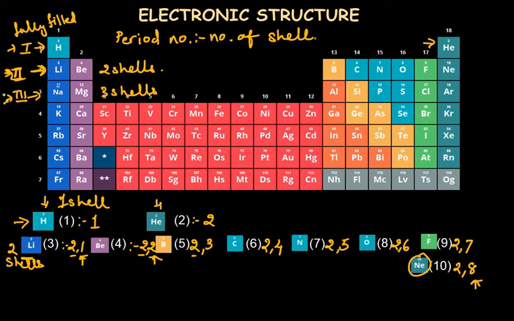Now if we are filling electrons in the third shell, the second shell can have 8 electrons maximum. So the first shell and second shell should be fully filled with their number of electrons, and then only the third shell can be filled up. So now let's start with the third shell elements.